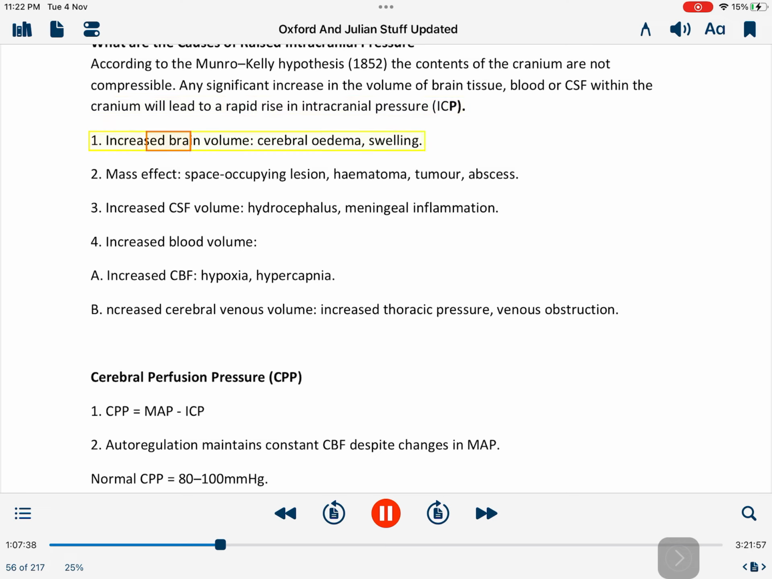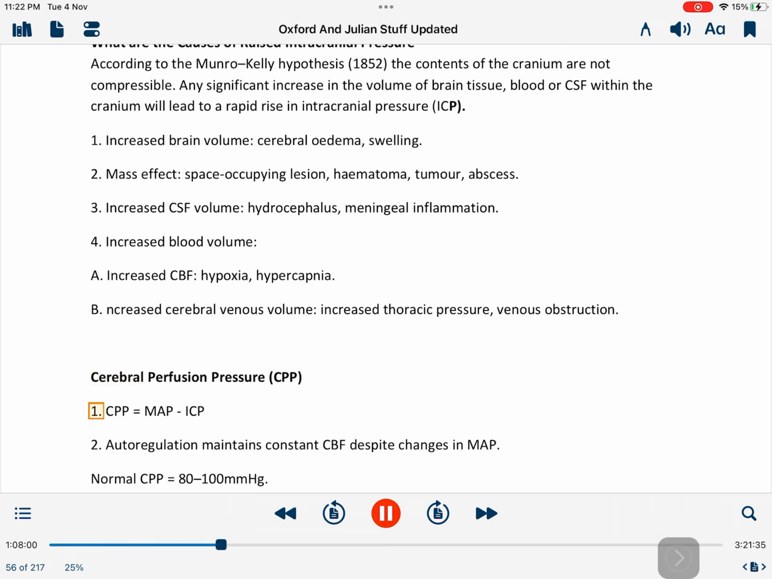1. Increased brain volume: cerebral edema, swelling. 2. Mass effect: space-occupying lesion, hematoma, tumor, abscess. 3. Increased CSF volume: hydrocephalus, meningeal inflammation. 4. Increased blood volume: A. Increased CBF, hypoxia, hypercapnia. B. Increased cerebral venous volume, increased thoracic pressure, venous obstruction.